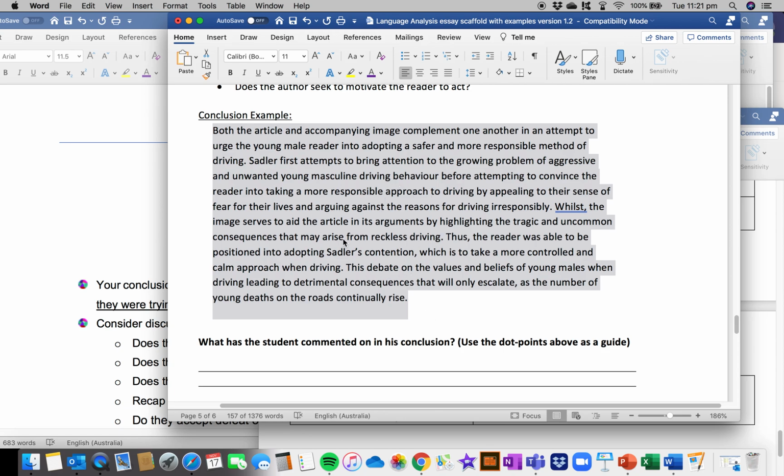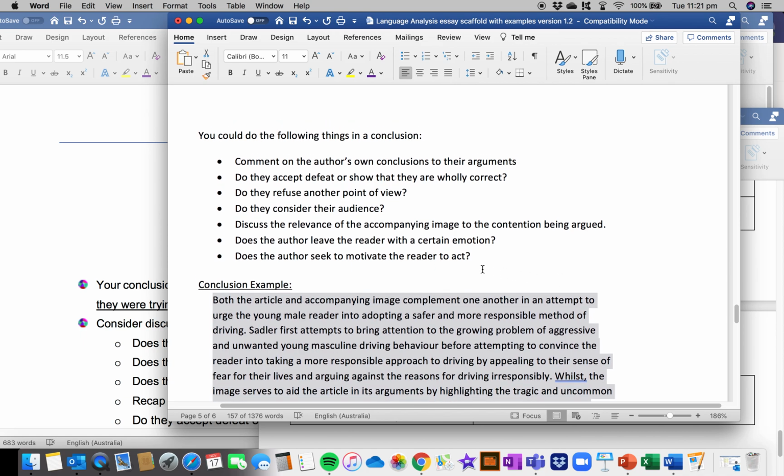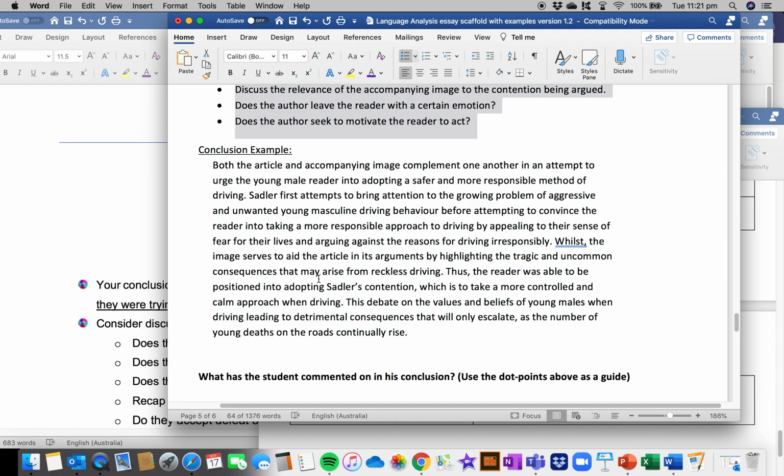Have they commented on the arguments? Have they commented on the effectiveness? Have they commented on how they appeal to the audience and consideration of the audience? And we've got here, use the dot points above as a guide. So these are the dot points that we just talked about, the things that you might want to consider in a conclusion. So how has the student who wrote this conclusion, what things have they thought about in writing this?